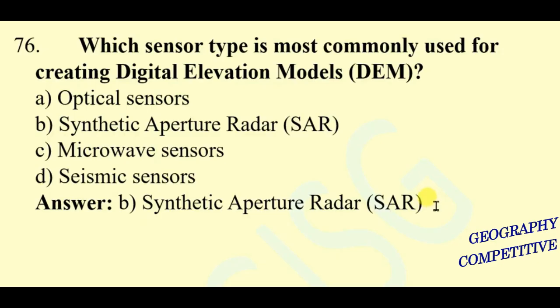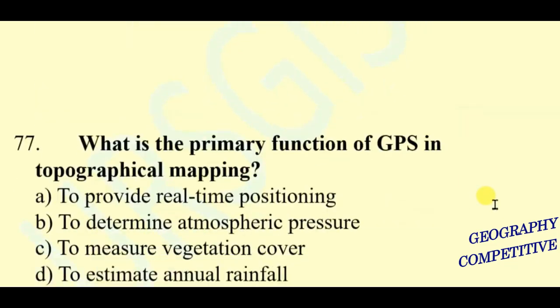SAR data is very much useful for elevation mapping. Others, optical sensors, are very much used for environmental mapping or earth surface mapping, only the surface features. Microwave is one type of SAR, synthetic aperture radar. And seismic sensors are for seismological analysis. So here the more accurate answer will be SAR or synthetic aperture radar.